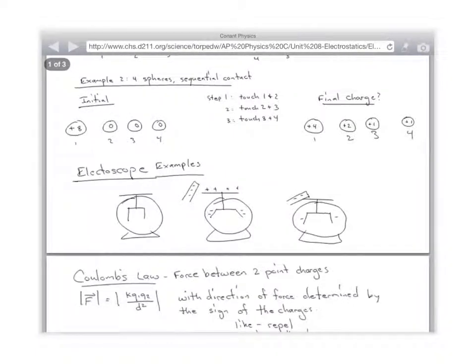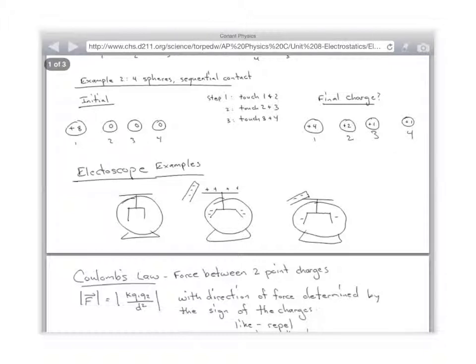An electroscope. So the other class has all the electroscopes right now, so I don't have one to show you, but I do have one drawn up on the board. Raise your hand if you have ever used an electroscope before. One person. Okay. Raise your hand if you've heard of an electroscope. 4 people. Raise your hand if you haven't heard of an electroscope. All right, the remainder. Good.